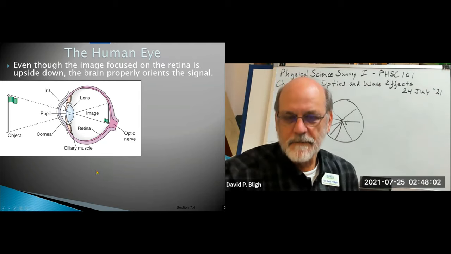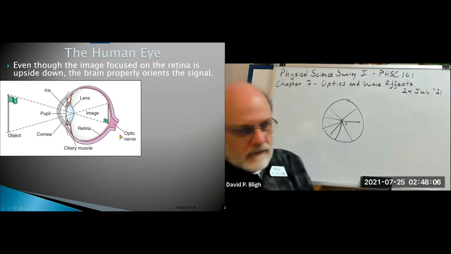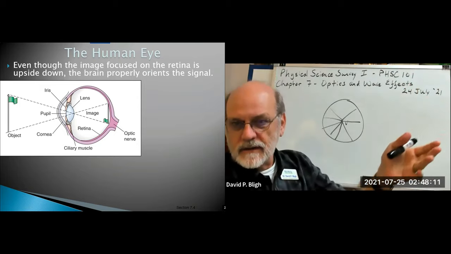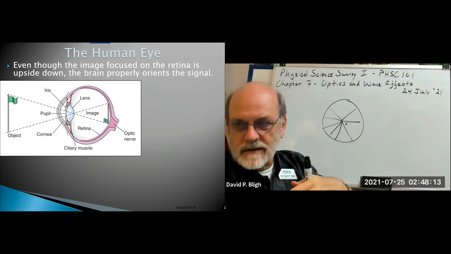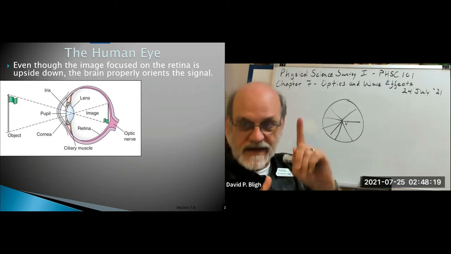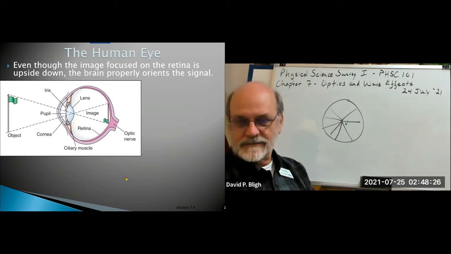All right. Now, how do we deal with this? I mean, you look at the world around you, everything looks right side up. But on your retina, everything is upside down. So what happens? Well, the brain takes that upside down image and flips it for you so that you see the world right side up. It's magic.